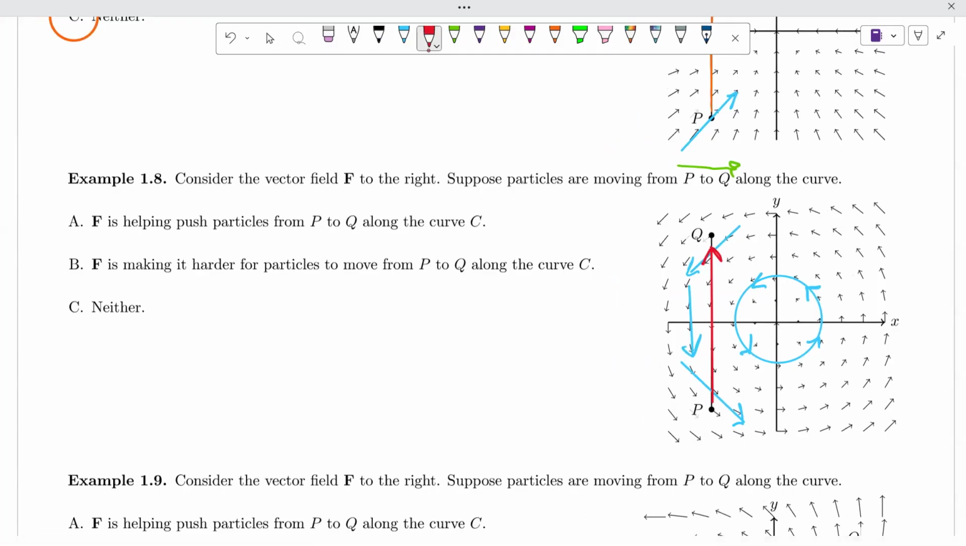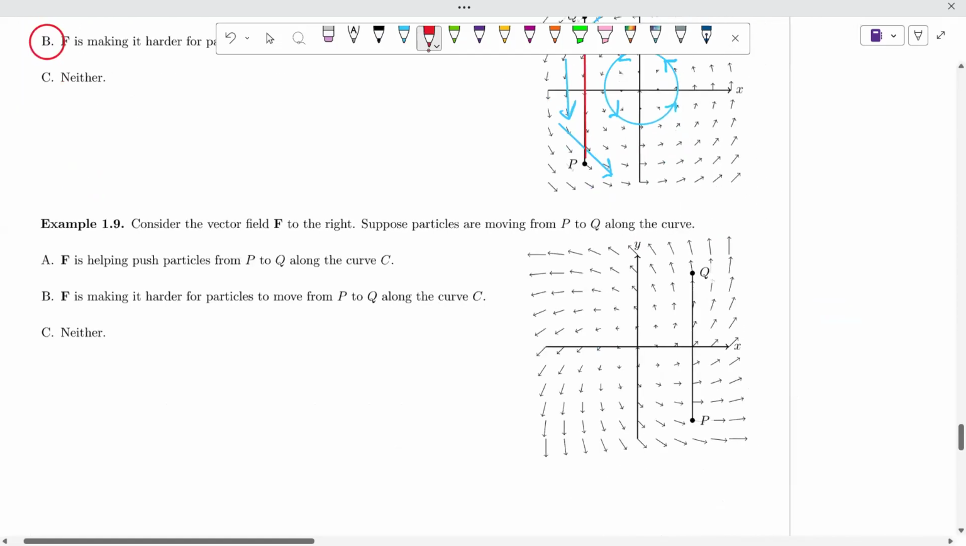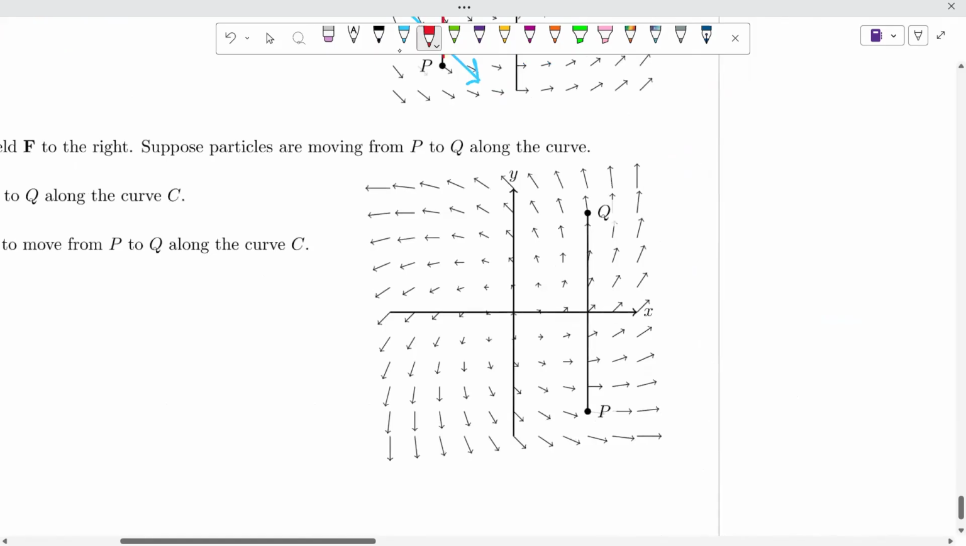So since this field is getting in the way, it's hindering the motion, I'm going to say it's making it harder for the particles to move from P to Q. And if we've looked at an example that came out to B and C, and there's a third example, better look at one where the field's going to help the bead along.